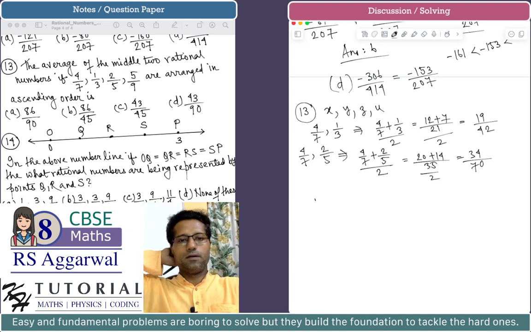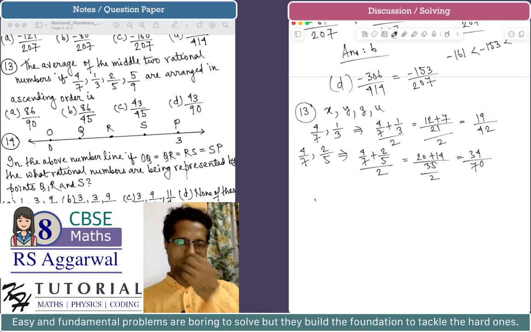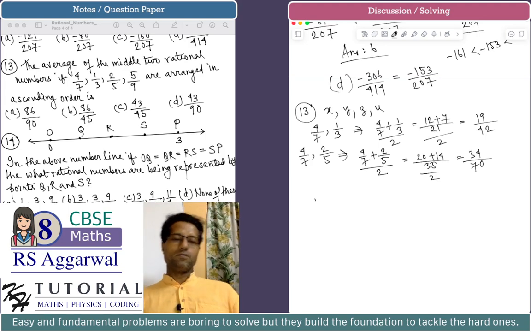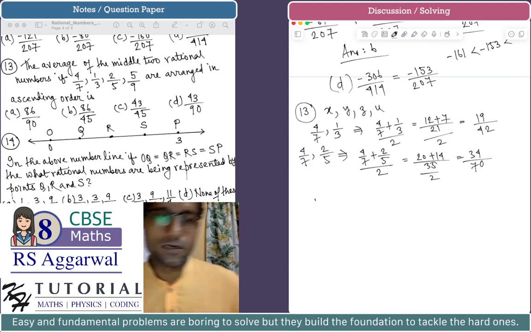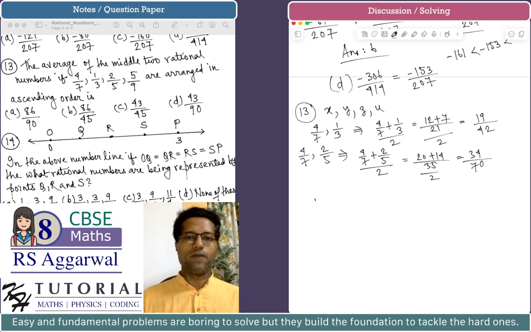What else? How can we get 90 in the denominator? That is the average of the two middle terms. Can we get 90 in the denominator? 90 means 45 into 2. So we need to have 45 in the sum of two terms. Can we have 45? Yes, we can have 90. So if you observe, the only possibility of the average of the two rational numbers whose denominator can be 90 or 45 is 2 by 5 and 5 by 9.